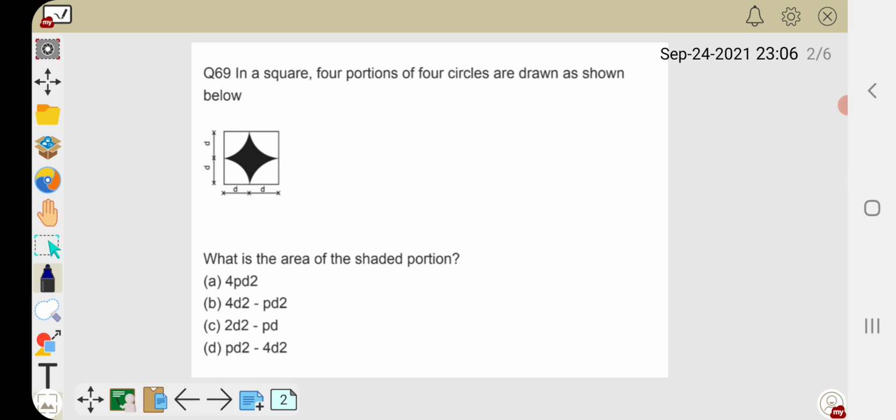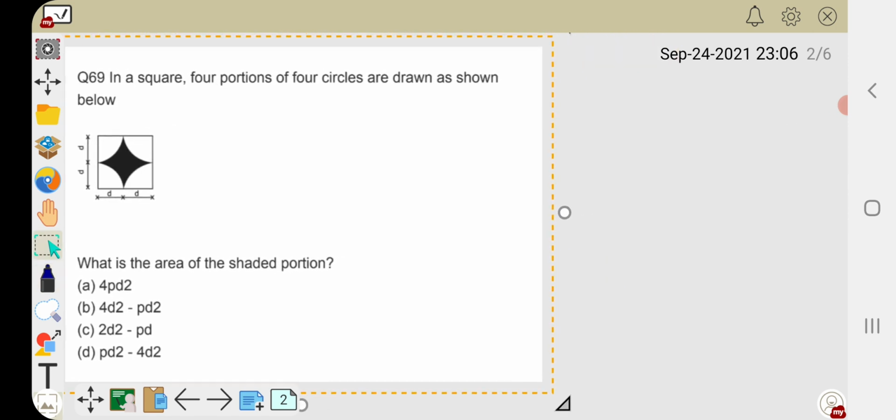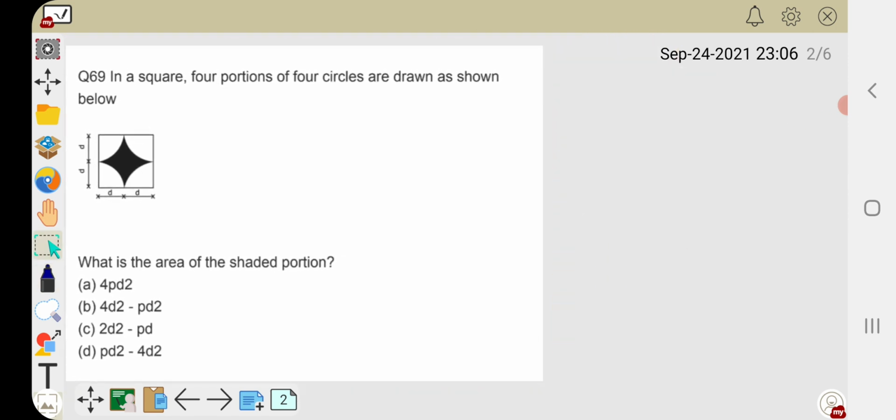Next question is, in a square, 4 portions of 4 circles are drawn as shown below. What is the area of the shaded portion? Here, the area of the square is nothing but side squared. One side of the square is d plus d, that is 2d. So the area of the square will be (2d) squared, that is 4d square. The area of the square is 4d square, and the area of every circle will be pi r square.